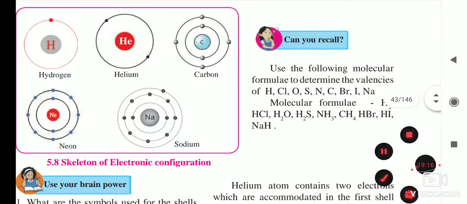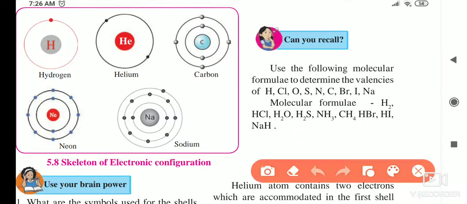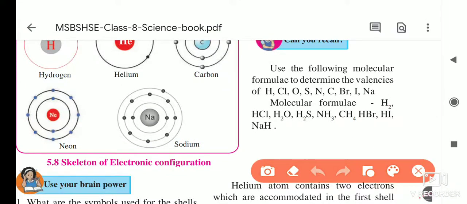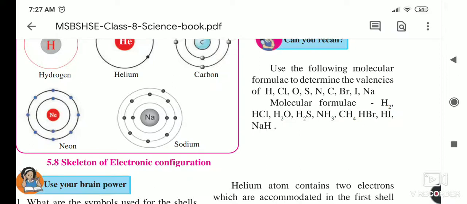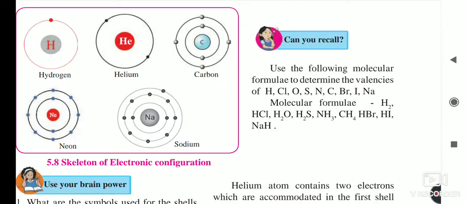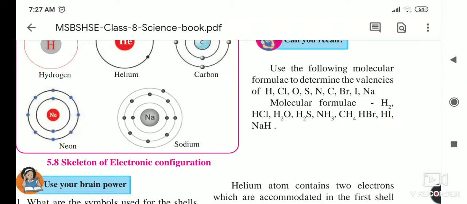Use the molecular formula to determine the valencies of hydrogen, chlorine, oxygen. These are all given. So we have to use this molecular formula: H2, HCl, H2O, NH3, CH4, HBr, HI, NaH. These are the molecular formulas given, and from that we have to determine the valencies.